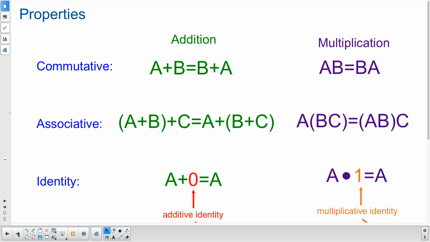Identity property. Now I got to figure out how to do this. Okay, learning stuff here, trying to figure stuff out. Oh, it's on this side. There it is. Okay.